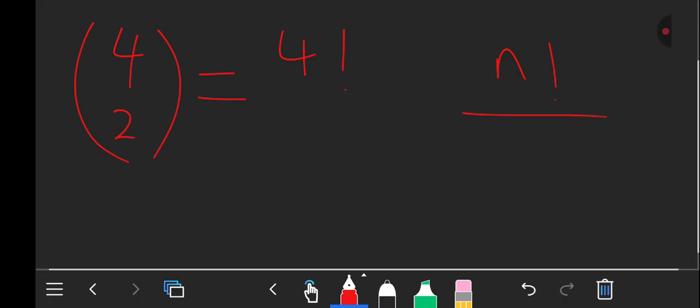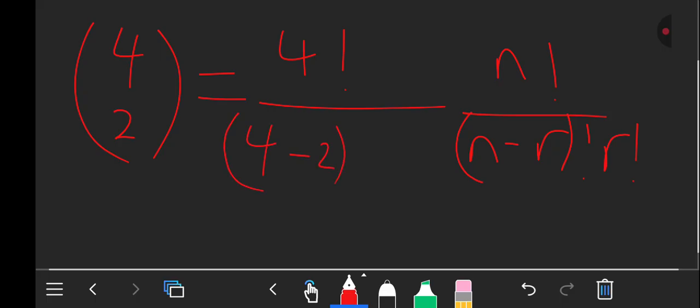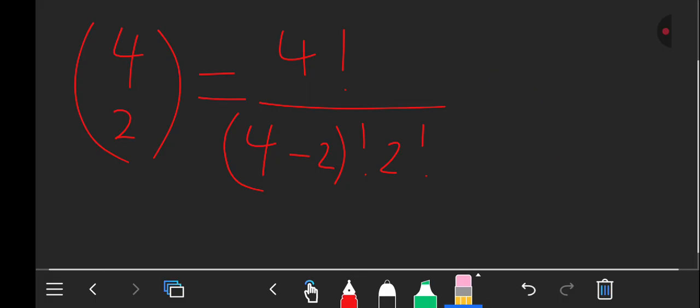Then let's look at another example. Let's say 4 combination 2. How can you evaluate this? So this will be equal to 4 factorial. Remember, we are using the formula n factorial over n minus r factorial, then r factorial. So 4 factorial over 4 minus 2 factorial, then 2 factorial. So that would be the answer.